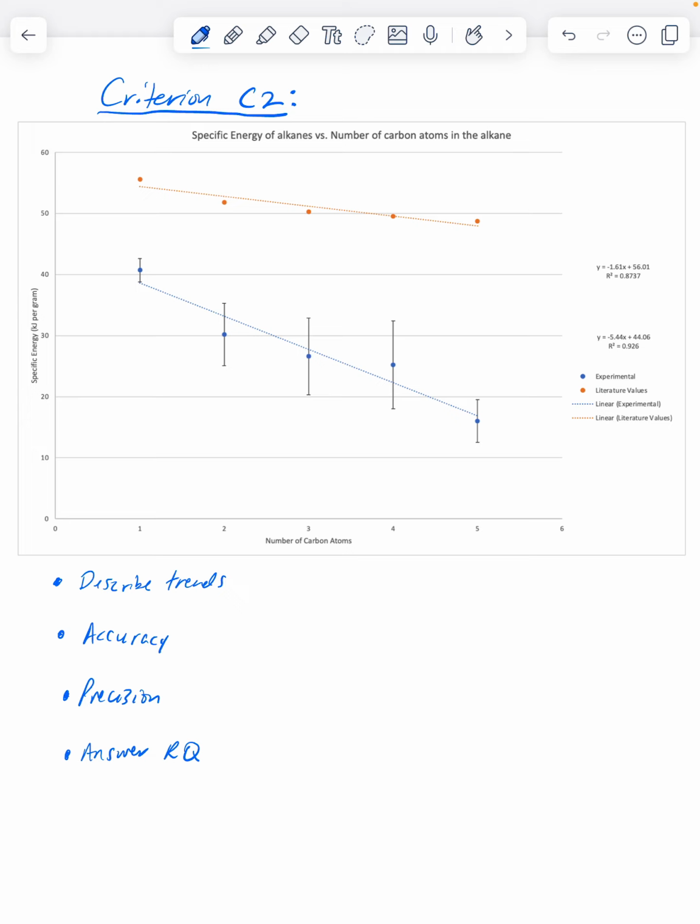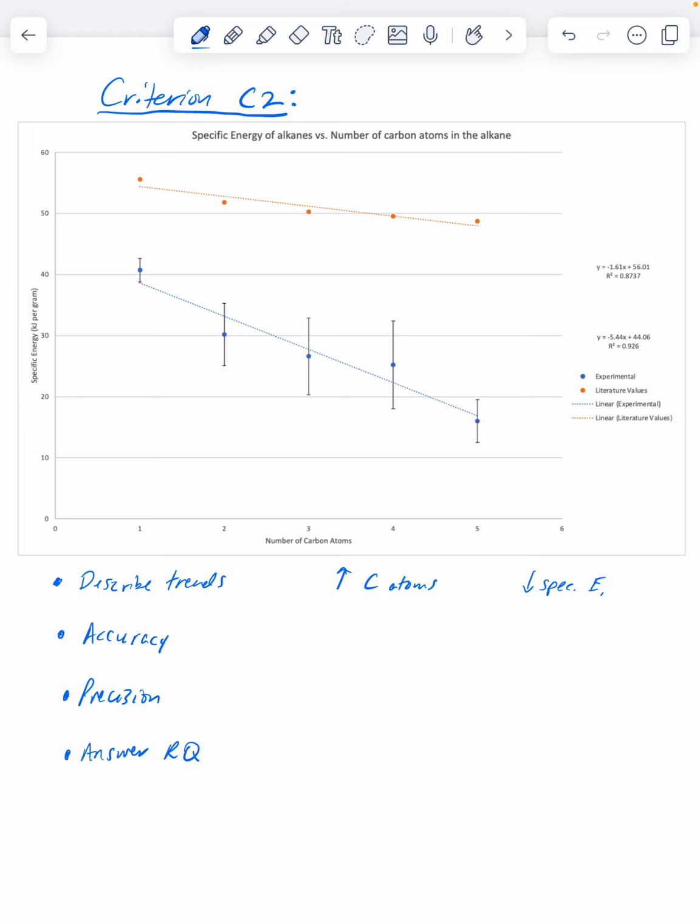Okay, so what could we say if we were trying to describe the trend? Let's focus on the experimental values, which are the ones in blue, the ones with the error bars. So the simplest description is that as the number of carbon atoms is increasing, I can see that the specific energy values are going down. So that's a valid statement, but it is a little bit vague. We can try to get more specific.